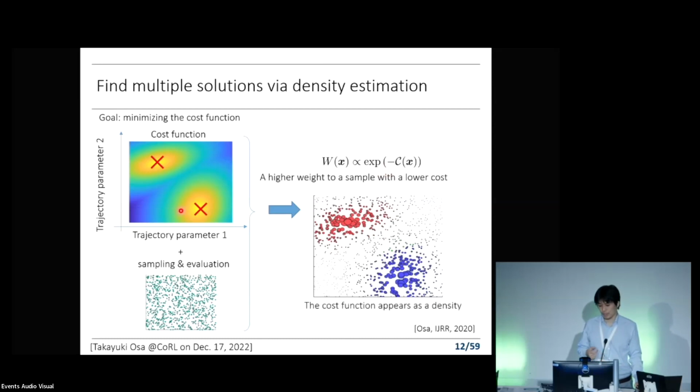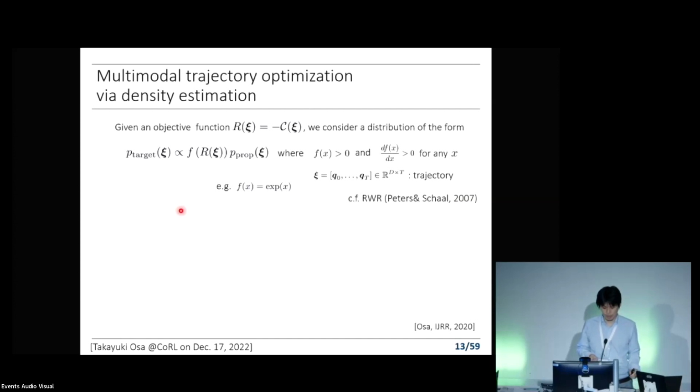In this way, the cost function appears as a density. If we use this kind of importance sampling technique, we can reduce the problem of minimizing the cost function to that of estimating the density. Okay, so I will formulate this problem more properly here. First we consider the maximization of R instead of minimizing C. Then we consider a target distribution given by this form.